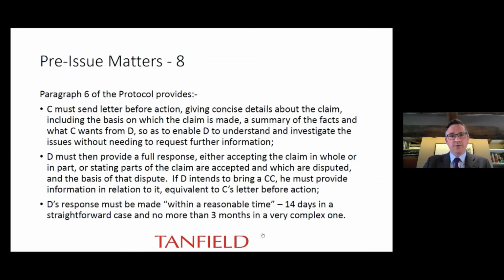The defendant's response must be made within a reasonable time, and that's generally 14 days in a straightforward case, and no more than 3 months in a very complex one. Usually the parties will settle on something in between, so something around about 28 days is normally an acceptable period for the defendant to respond. If we can move on to the next slide.